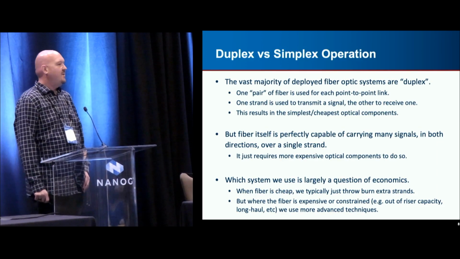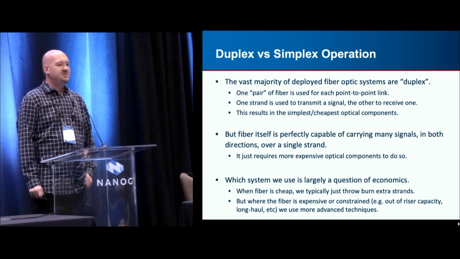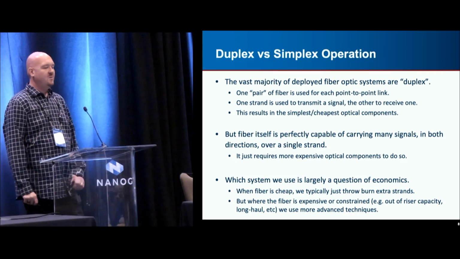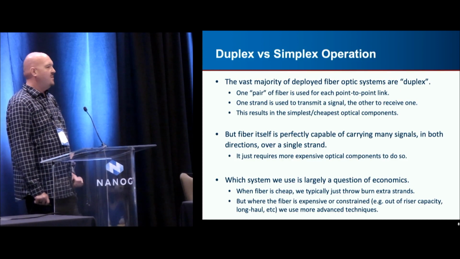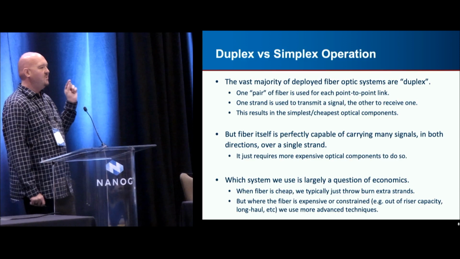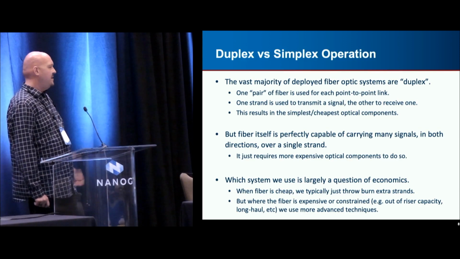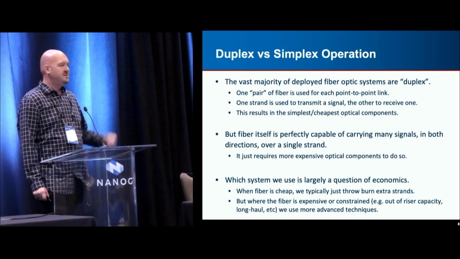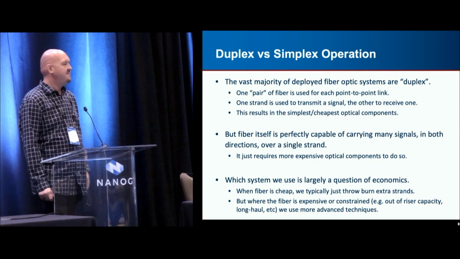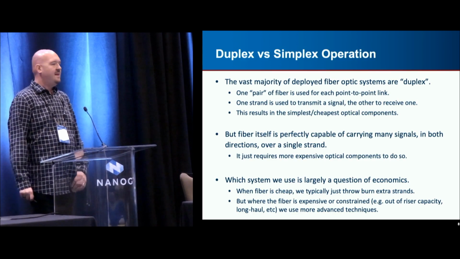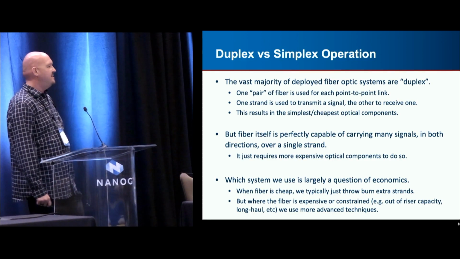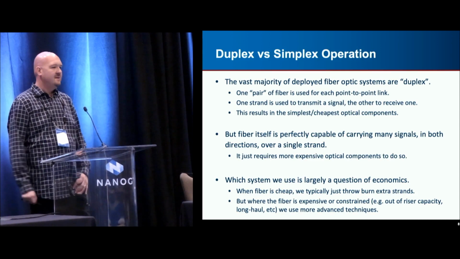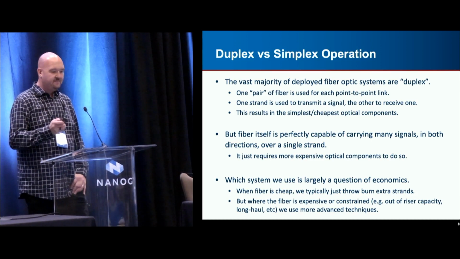So whenever we deploy a system, we make a decision as to how expensive is this fiber, how constrained is this fiber, is it worth optimizing, is it worth trying to get everything down to 1 strand of fiber, which we could do, or is it sometimes just easiest to use 2 strands of fiber, or can we just throw more pairs and pairs and pairs of fiber at the problem? A lot of systems will use ribbon cables and things like that to throw more fiber at the problem. So it's purely a function of economics and the cost of the fiber itself.